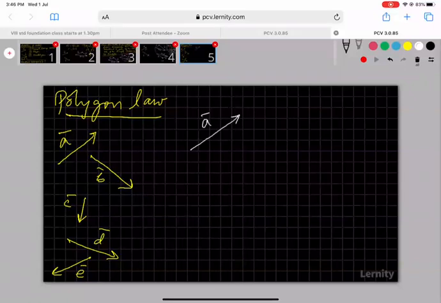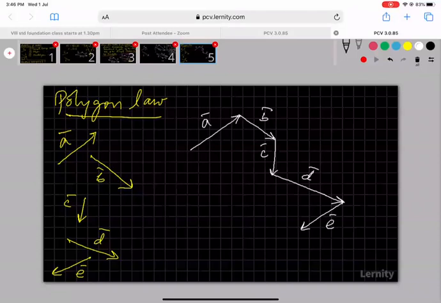successively draw B bar, meaning from there you draw B bar. From wherever you ended drawing B bar, draw C bar. From there you draw D bar. From there you draw E bar. So now we have drawn A bar, B bar, C bar, D bar and E bar all successively, one after the other. Does the order matter here?